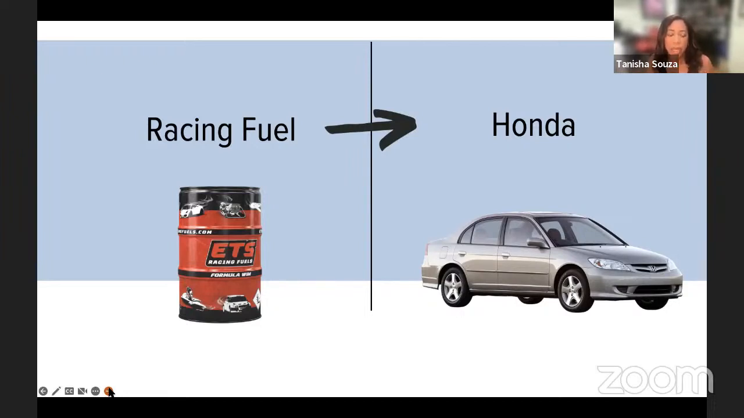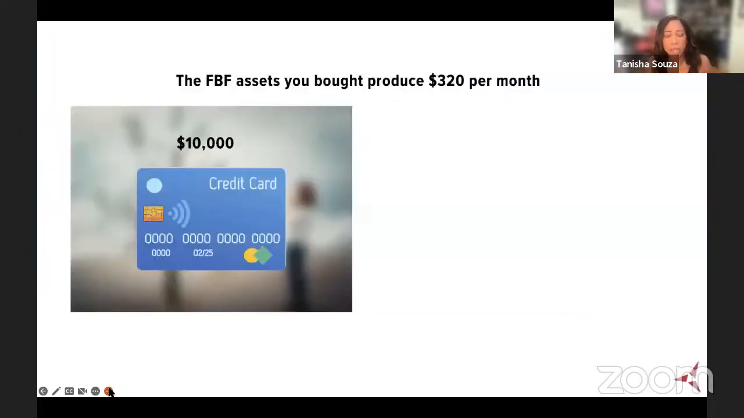Okay, so I want to walk you through this process again. Okay, we don't want to put racing fuel in the Honda. We don't want to put the short-term amortized income investments in a traditional investment environment or investment system. Okay, so let's talk about how this works.